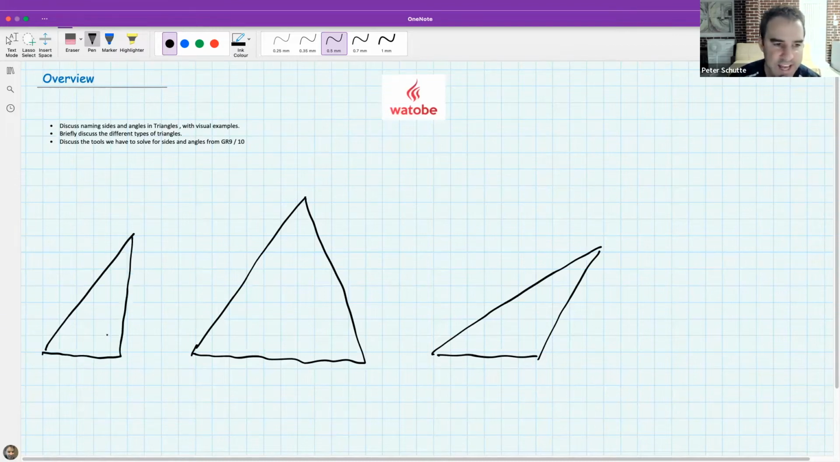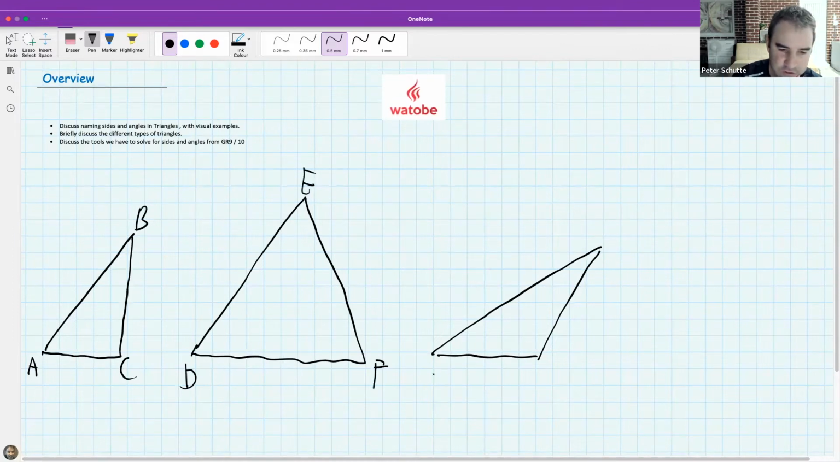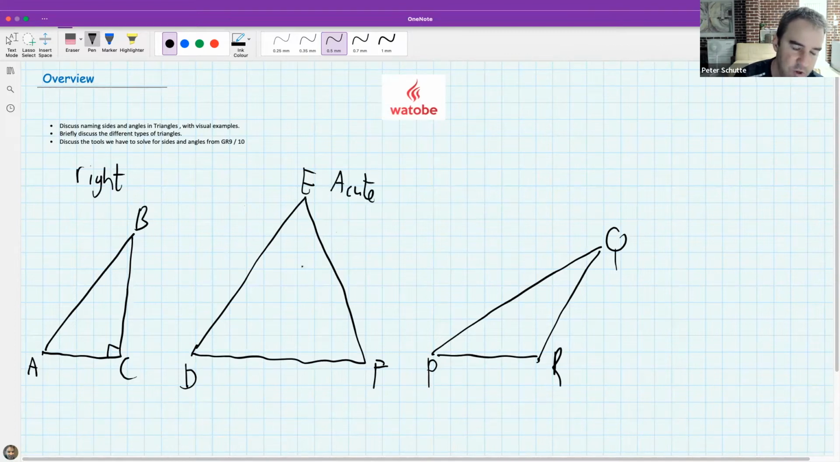And the way we label triangles is we give the vertices capital letter names. I'm sure you all know this. So let's say like D, E, F, and let's call this P, Q, R. And so this first one, that would be like a right angle triangle. This one looks to me like an acute angle triangle. So all the angles are less than 90. And then this one over here would be an obtuse angle triangle.